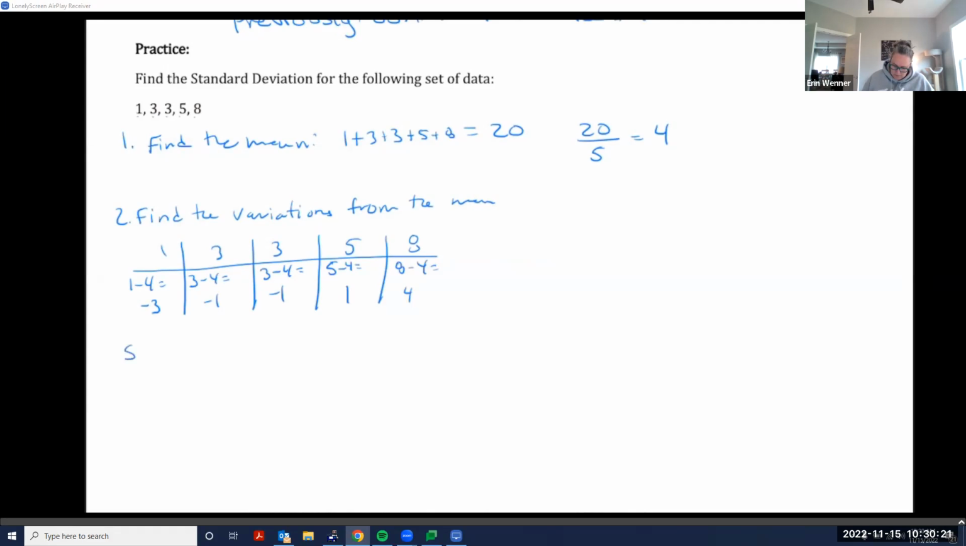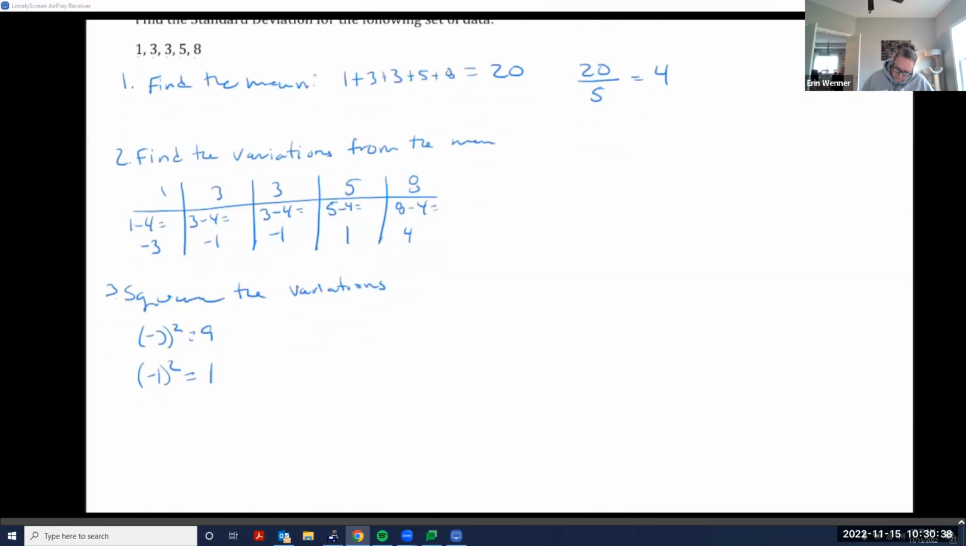Step 3 is square the variations. So I'm going to take -3 squared, which is 9. -1 squared, which is 1. I know this 3 inside here is not very well written. -1 squared, which is 1.